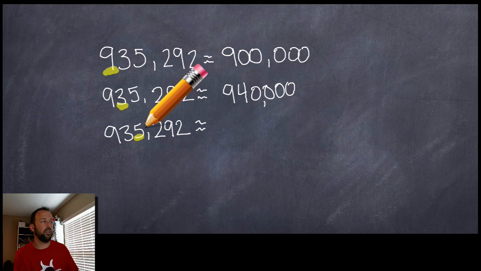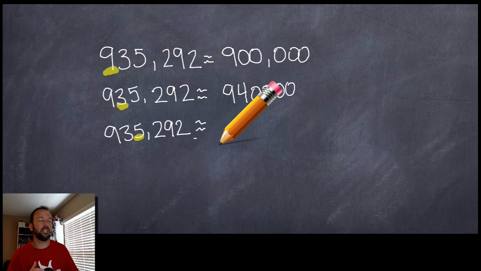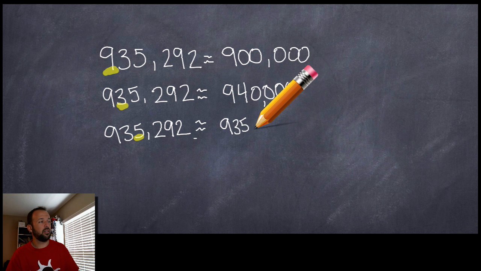All right, if I was going to round to the thousands place here, my 5 is in the thousands place, so that means my low point would be 935,000. My high point would be 936,000. So my midpoint would be 935,500. I would have 935,292. So that's below that 500, which means I'm going to keep this guy the same. I'm not going to round him up, so he would be 935,000.